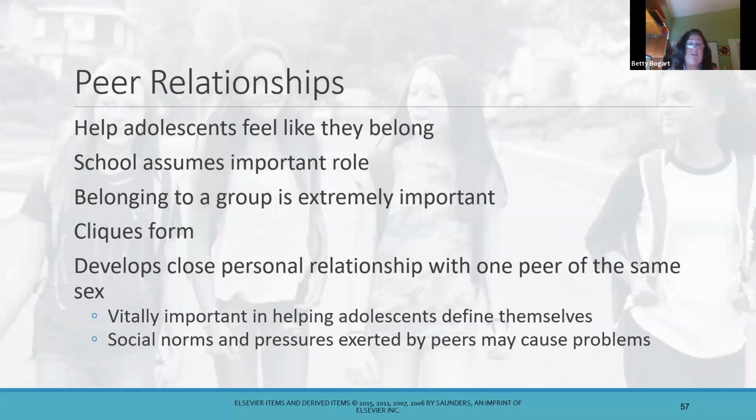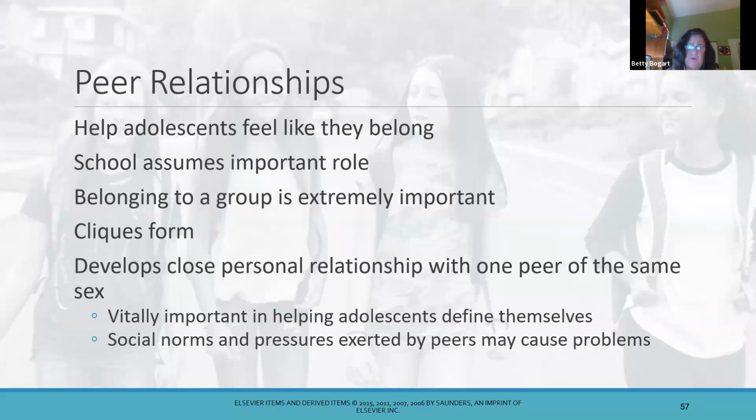So peer relationships, as I said, are important. They make them feel like they belong. That's their group. That's their identity. And as I said, it's sports, it's the nerds, it's the art, it's the band group, whoever the group is. They feel like they belong. School is a great place for all of that going on there. And of course, as I said, there are all these cliques going on.